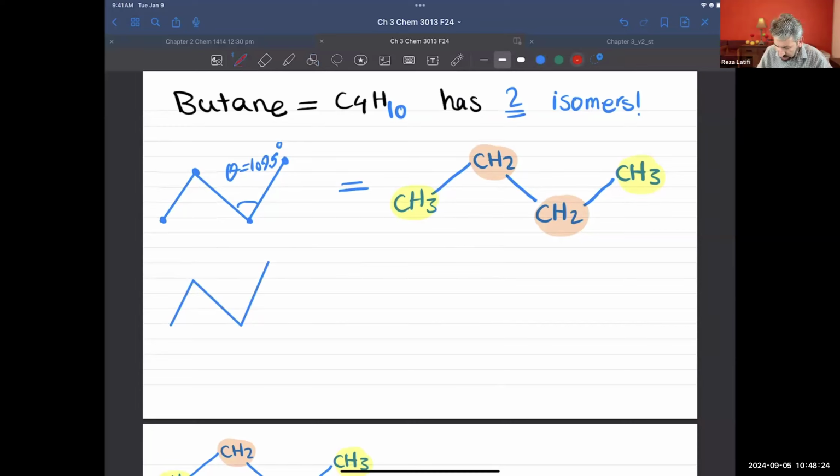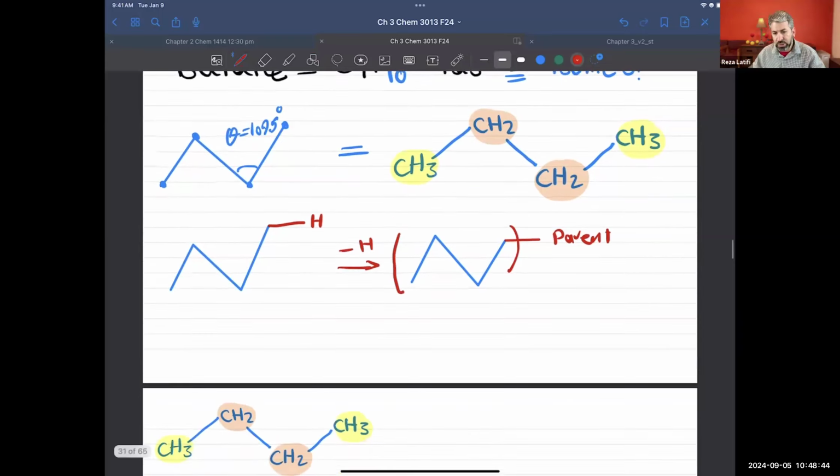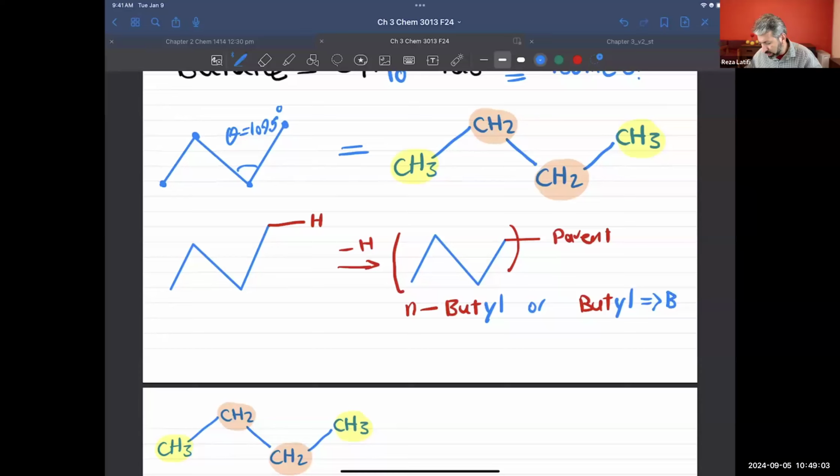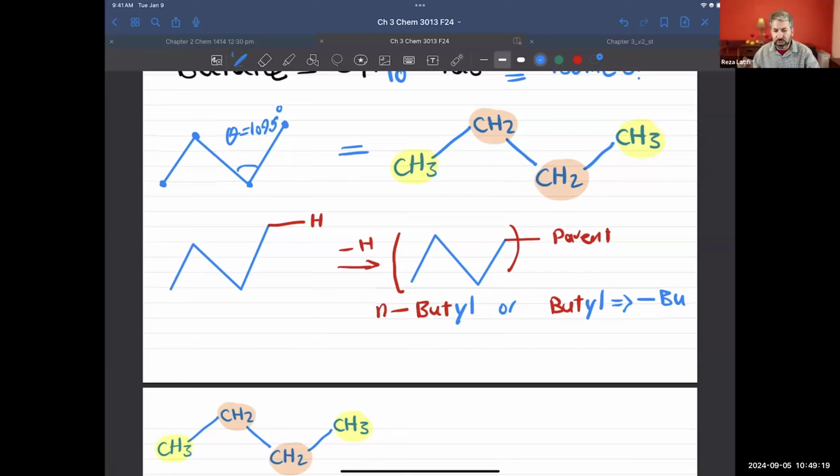Say we decided to remove this hydrogen. The structure that we get will be like this, and the parent will be attached here. This piece you can call N-butyl, or just simply butyl. And what's the symbol for it? Bu. Let me move them a bit to that side. So you can say here, butyl. I put a dash line just to show that they are attached to somewhere else.